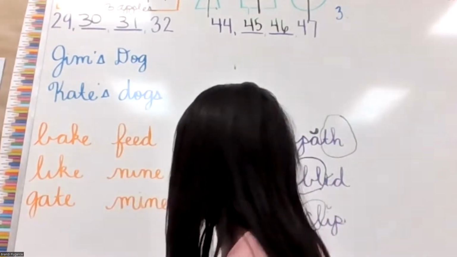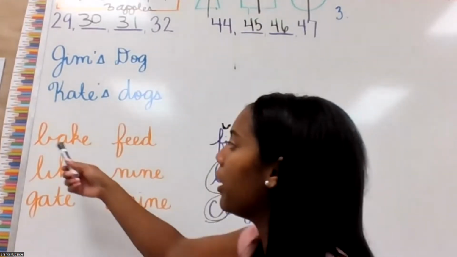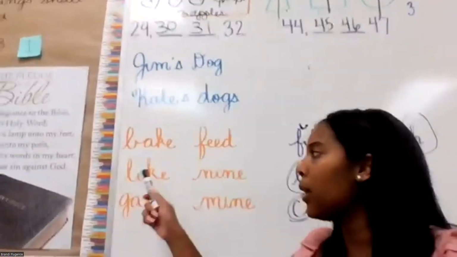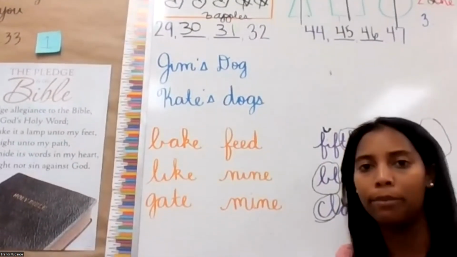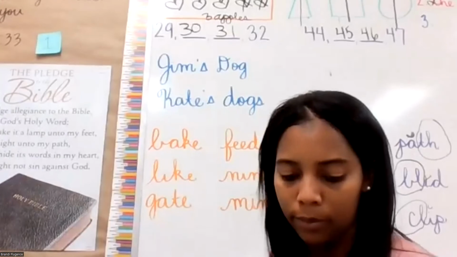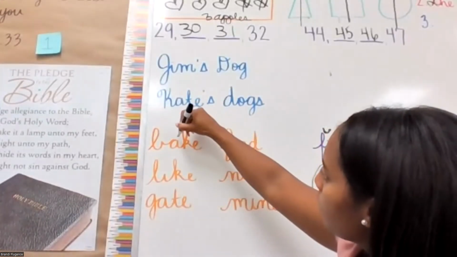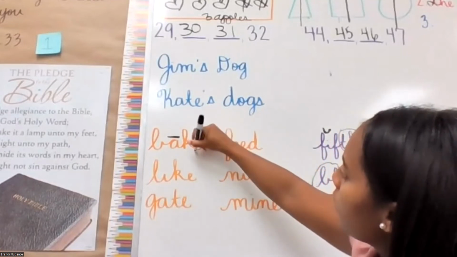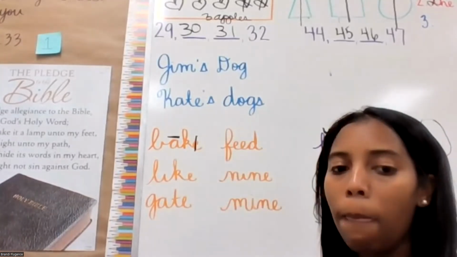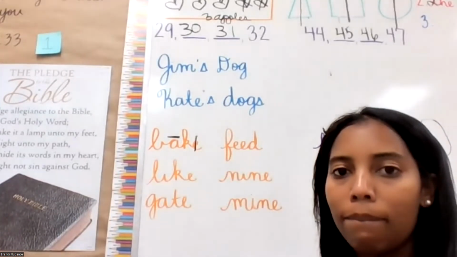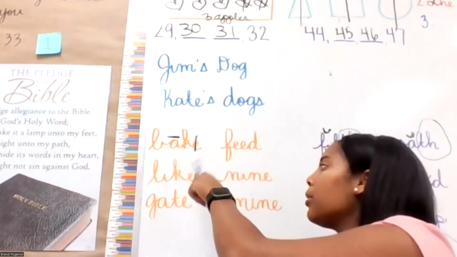So I have some long vowel words here I want to practice marking. So Asa, how would I mark this first one here? You'll put a line over the A and a cross on the E. Good. What's the word? Bake. Good. Okay, Micah, come and do the next one.